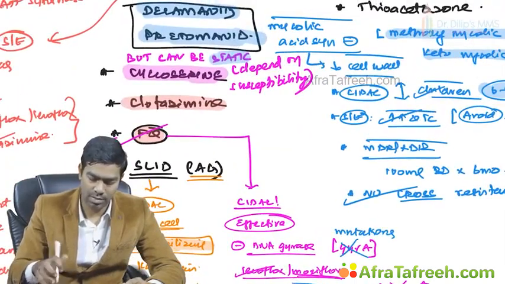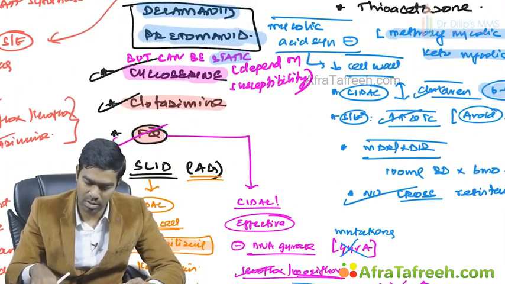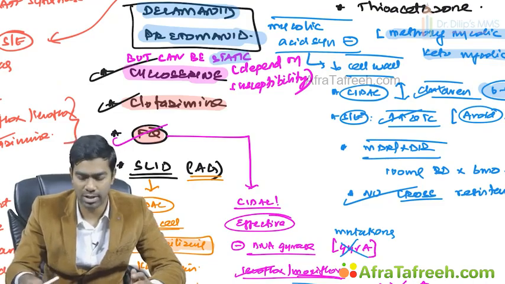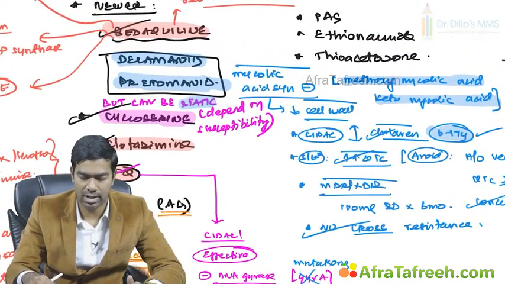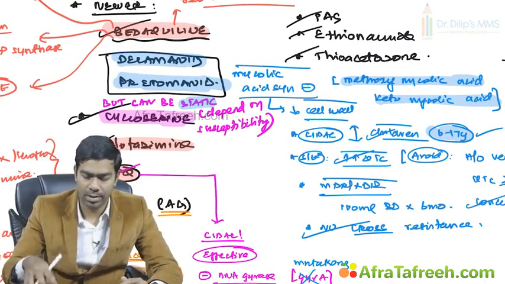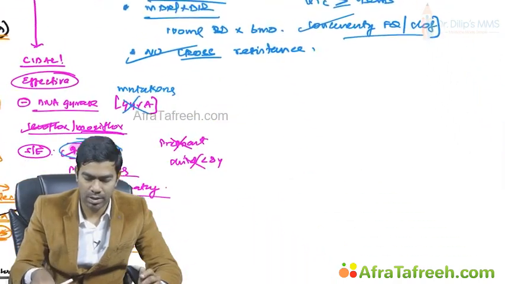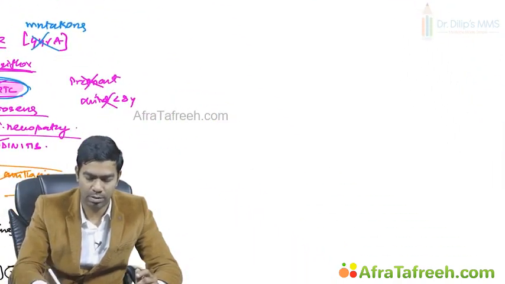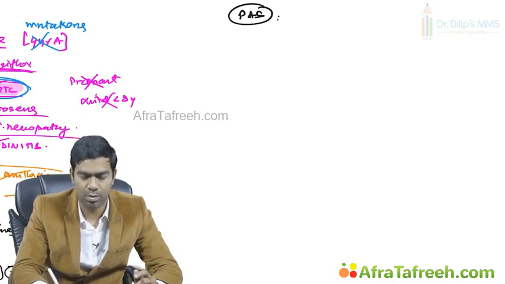So I think we have seen clofazimine, we have seen cycloserine, and we have completed almost all the cidal drugs, and we have only the static drugs left. There are 3 static drugs we know: PAS, ethionamide, and thiacetazone. Let us see some of the effects of PAS. That's called para-amino salicylic acid.